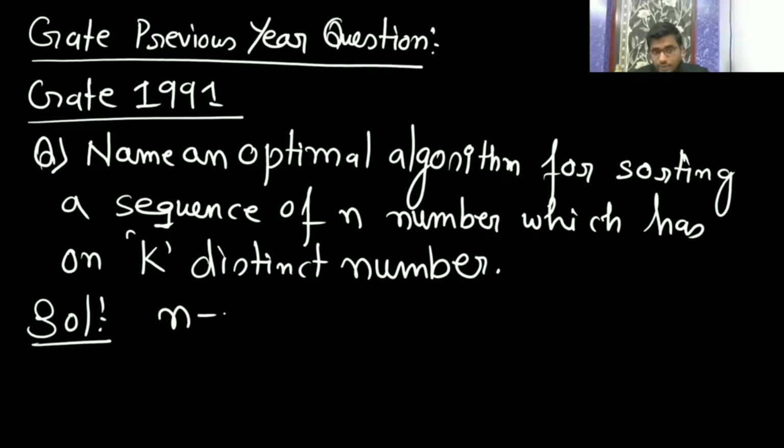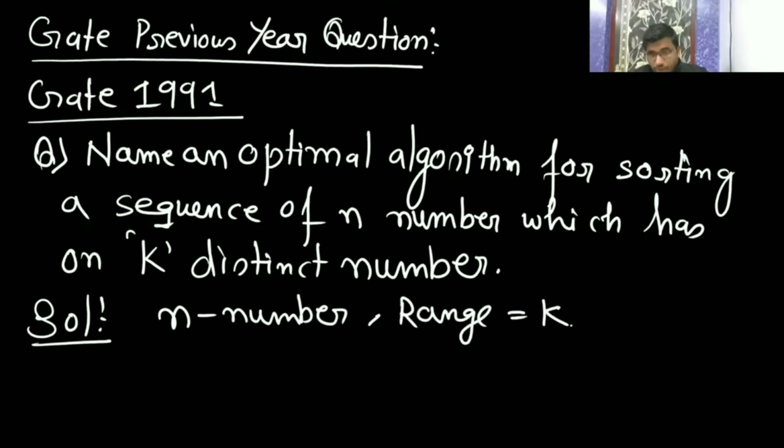You are having n numbers, and the range is k, which has k distinct numbers. Means you will have different numbers, like 1, 2. The distinct numbers you are going to have are of k type, like 1 2 3, then 3 distinct numbers. So it will have some numbers. You are going to use counting sort.